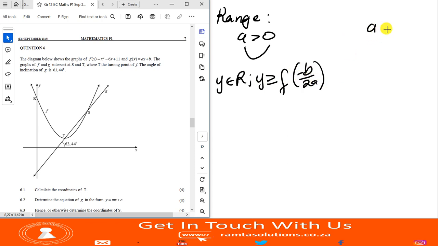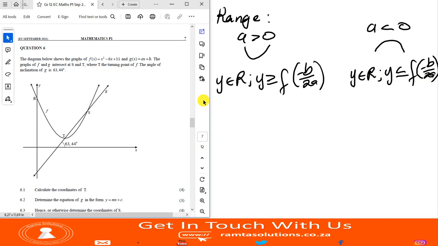Now, when a is negative, it is frowning. So you can say y is an element of real numbers, but y is less than or equal to the y value of the turning point. This is how you do it.